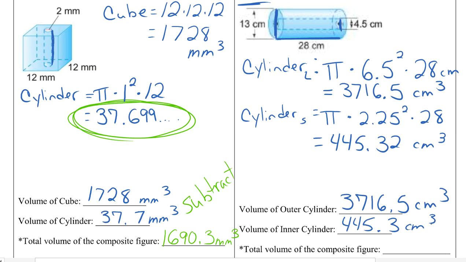Again, if I'm looking for the total composite figure, I know that the center of a paper towel roll does not have any volume within it. It's an empty space. So I am going to subtract these two values. If I subtract those, I get a total volume of 3,271.2 centimeters cubed for the volume of a paper towel roll.